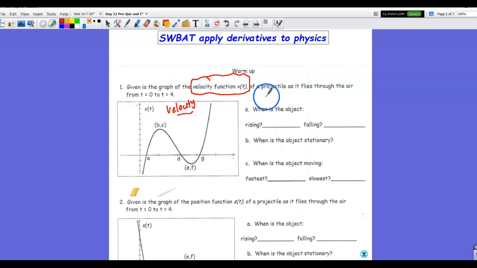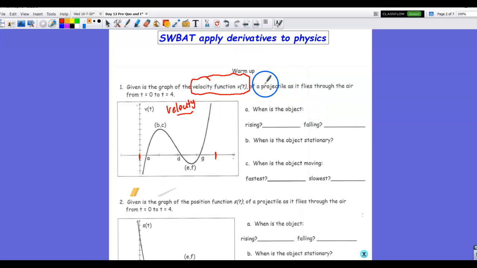And this velocity function is indicating the velocity of a projectile as it flies through the air on the closed interval from t equal to 0. So the graph starts here, information starts at 0 and 1, 2, 3, 4, and the information stops right here. Question A, when is the object rising?